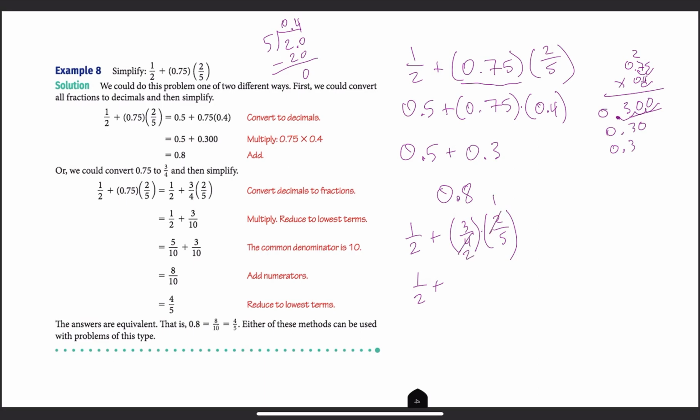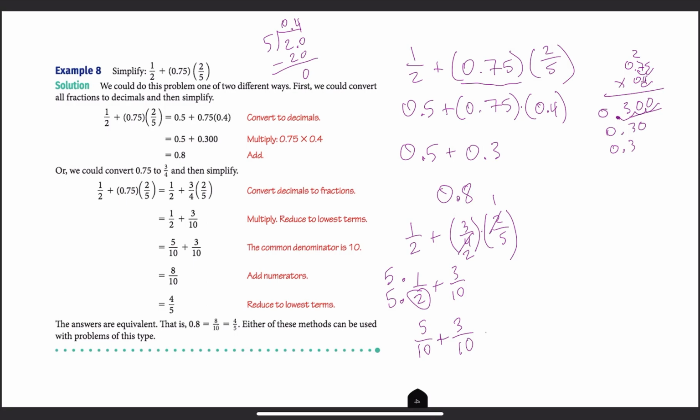Now I'm dealing with some smaller numbers. 3 times 1 is 3. 2 times 5 is 10. That's a little bit smaller. Now, the trouble here is that I don't have a common denominator. So I need to build this one up to make it look like a 10, so I can multiply top and bottom by 5. 5 times 1 is 5. 5 times 2 is 10. And of course 5/10 is a half. That makes sense.